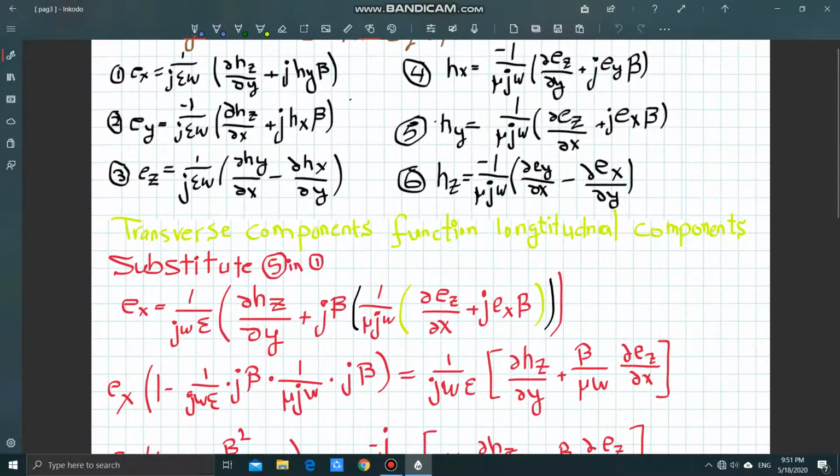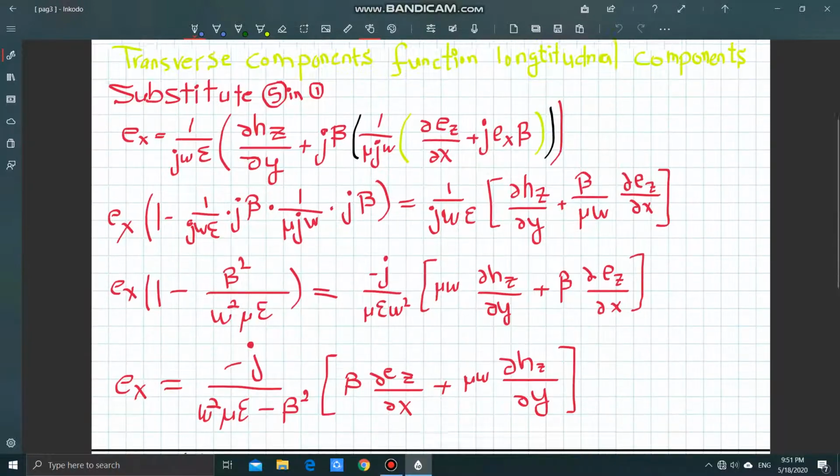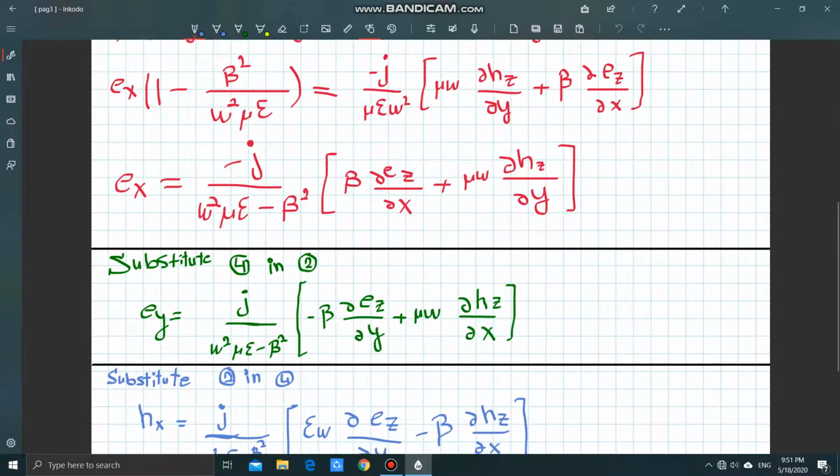If we do the same thing by substituting equation 4 into equation 2, removing Hx and replacing it with the expression, we can get Ey using the same mathematical steps. We can reach this expression. Notice that it's also a function of Ez and Hz, but this time the derivatives are switched. The denominator is still the same, omega squared mu epsilon minus beta squared.